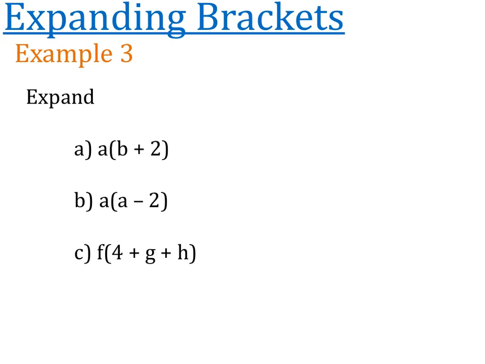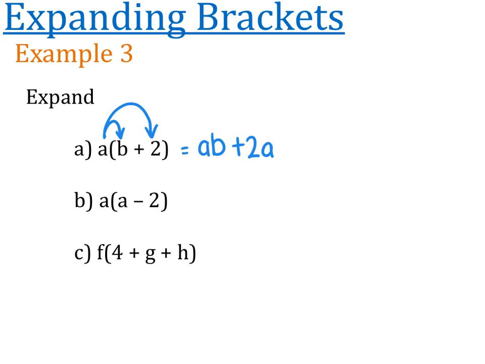So we've got a times by b plus 2. We have to do a times by b, which is just ab. And then we also have to do a times by positive 2. So that's plus 2a. That expands out just like that. We can't do anything else with that. We can't simplify that because one term is ab and one term is just a.